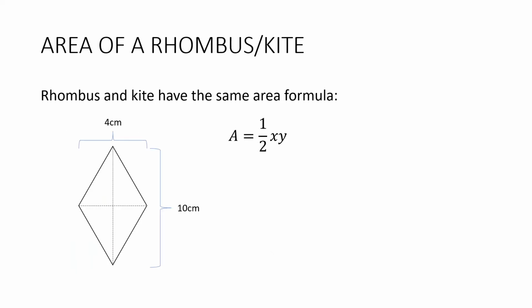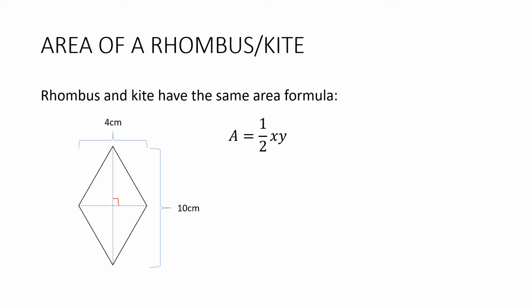Okay, rhombus and kite. This is our last area formula for quadrilaterals. And they have the same formula, so that's lucky. And it is a half xy, and xy is referring to the lengths of the diagonals. Now, I've made a big point in this video about how measurements in area formulas are almost always at right angles, and they are here too. Because one of the properties of the rhombus and the kite is that the diagonals meet at right angles.